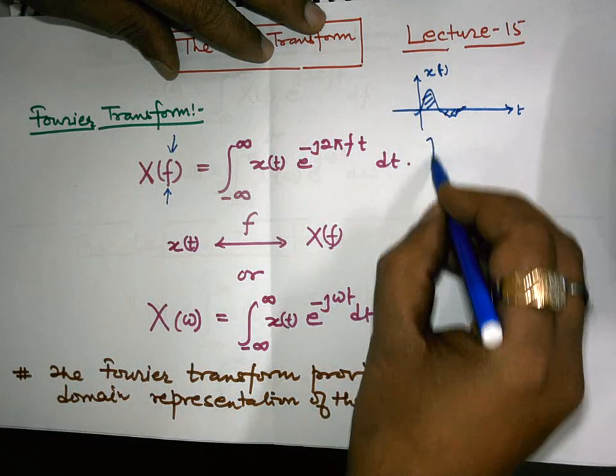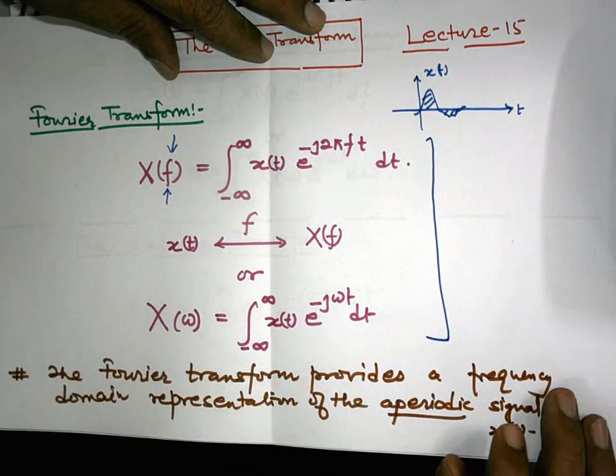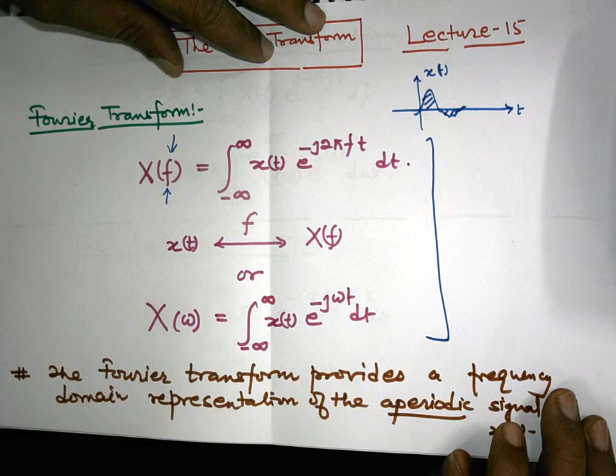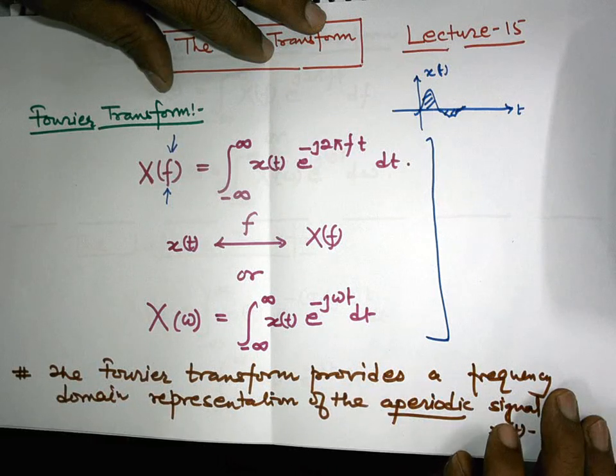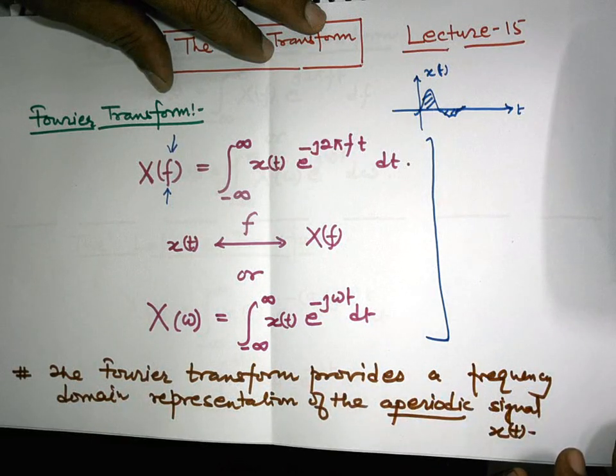You might know this from your communication system part or from your control system part. You might have studied these things. This means the Fourier transform provides a frequency domain representation of an aperiodic signal.